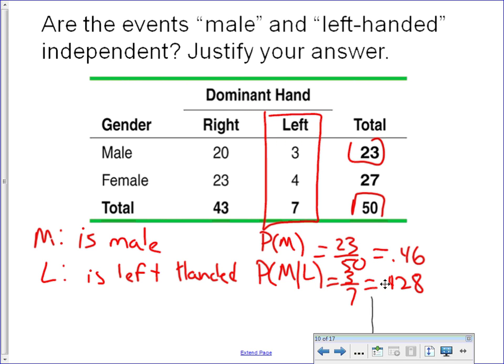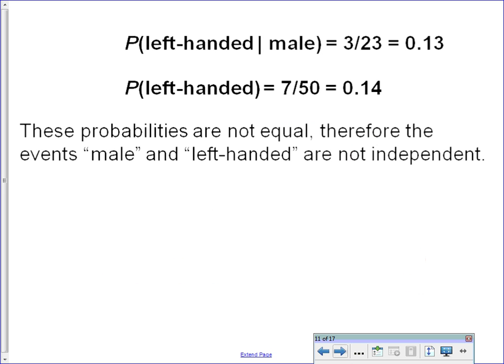but they're not equal. And in mathematics, we take the equal sign very, very seriously. So unless these two are equal, we cannot say the two events are independent. And so they did the same thing, but they did probability of left-handed given male versus probability of left-handed. But these two aren't equal either, therefore they're not independent.